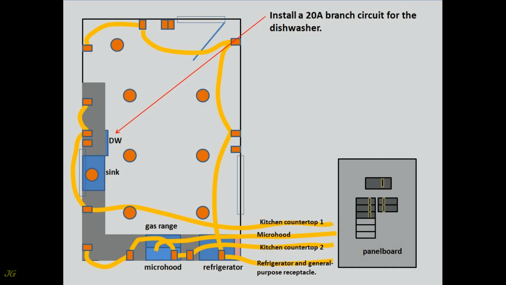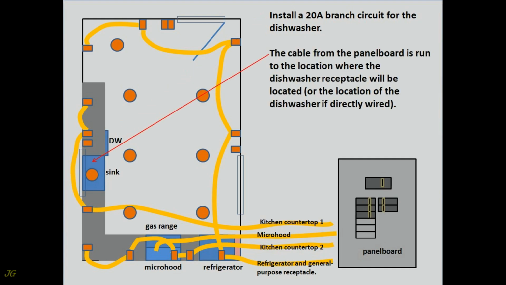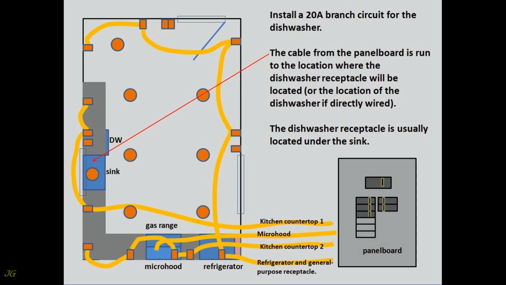Install a 20 amps branch circuit for the dishwasher. The cable from the panel board is run to the location where the dishwasher receptacle will be located, or the location of the dishwasher if directly wired. The dishwasher receptacle is usually located under the sink.